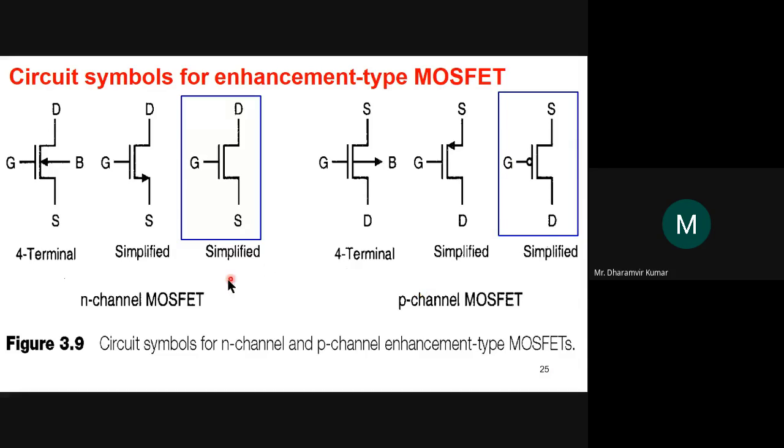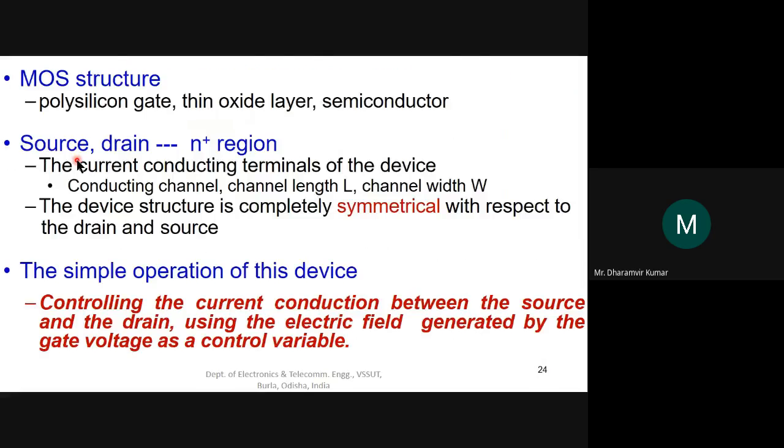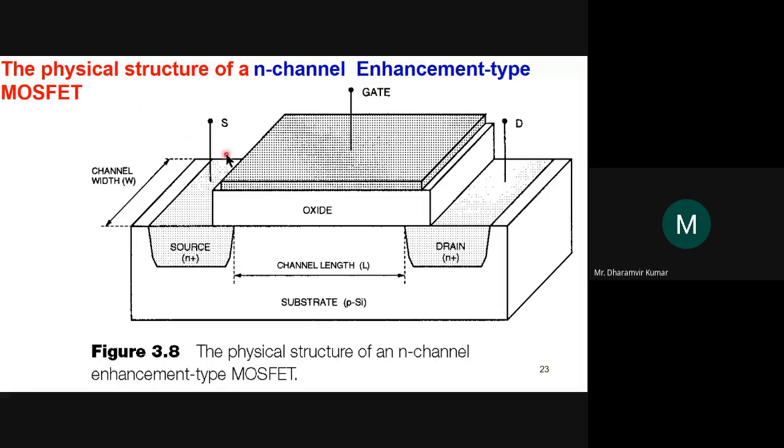N channel MOSFET means there is an N channel existing between source and drain. We know that MOSFET is particularly a four terminal device. The four terminals are the gate, the source, the drain, and the body. Look at this diagram again. This is the gate terminal, this is the source terminal, this is the drain terminal, and this is the body or the substrate or the bulk terminal, the fourth.